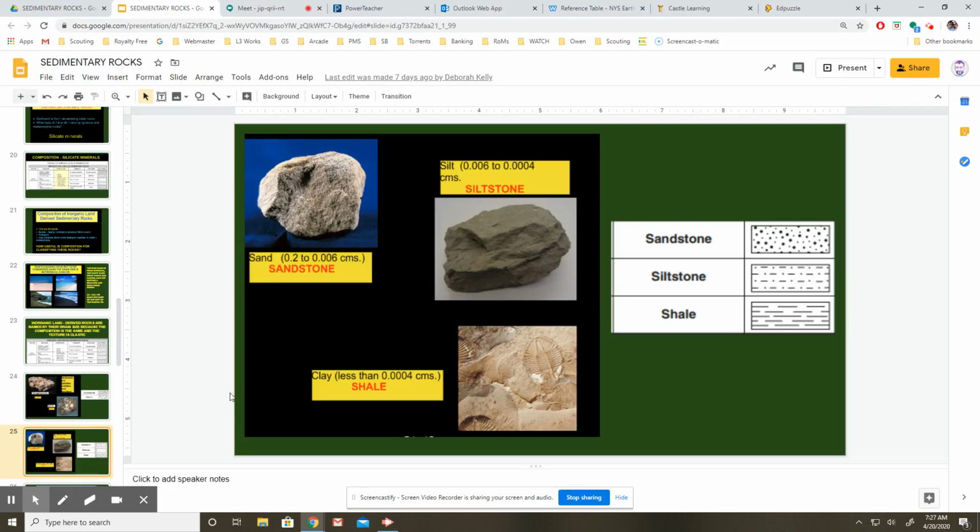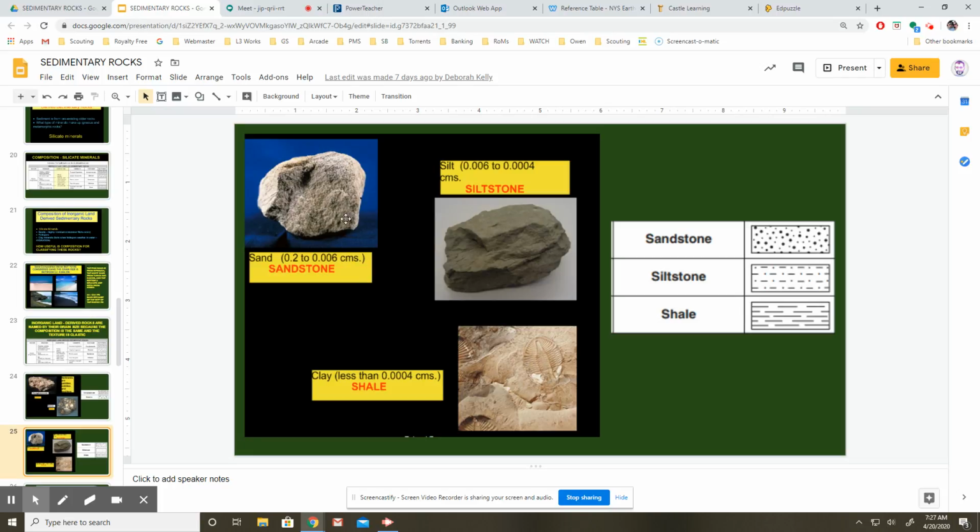As we move down the reference table from conglomerate and breccia, the next largest particle is our sand particle. Sand-sized particles are between 0.2 to 0.006 centimeters. You can actually pretty much see the particles themselves. Pretty big, looks like sand glued together, like a chunk of kinetic sand.